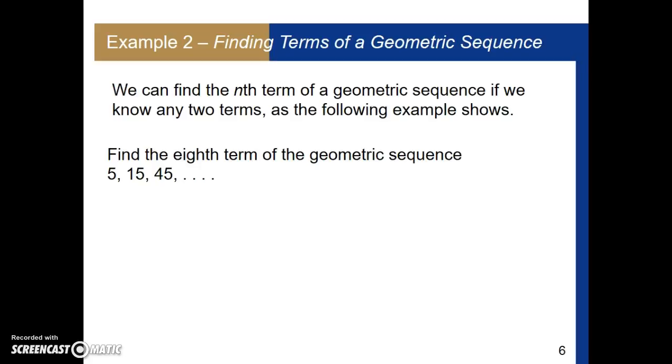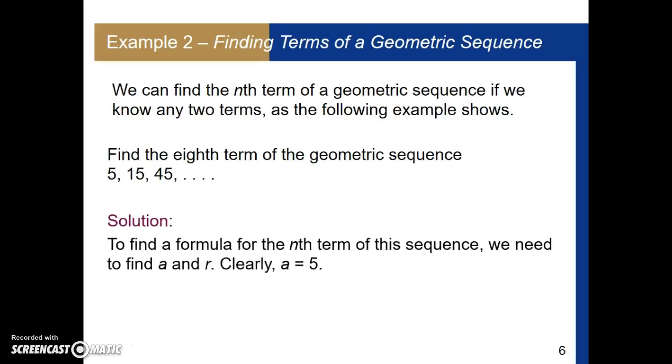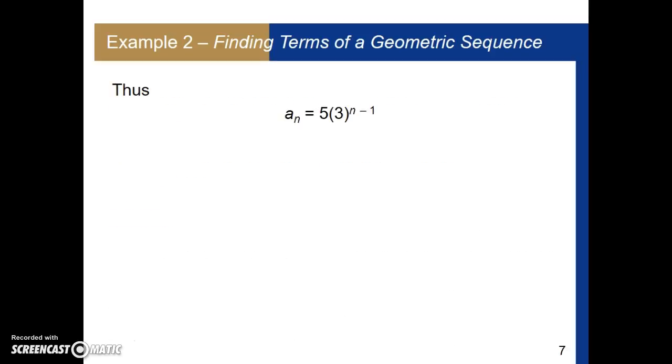So here we can clearly see that a is 5, and if we take 15 and divide by 5, that's 3. We could also take 45 and divide by 15, that's also 3. So we can see the common ratio is 3. Therefore, the nth term would be a sub n equals 5 times 3 to the n minus 1. So the eighth term that they ask us for is when n equals 8.